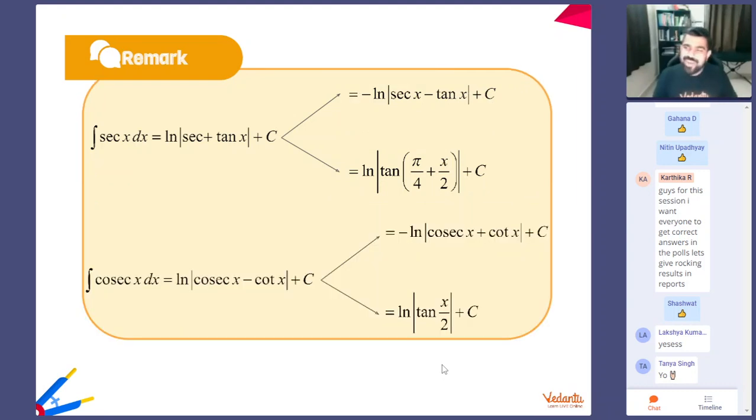Got it? All good? So same you can have for cosecant x also. Cosecant x also, you have three forms in which you can write it. I hope all of you are clear now.